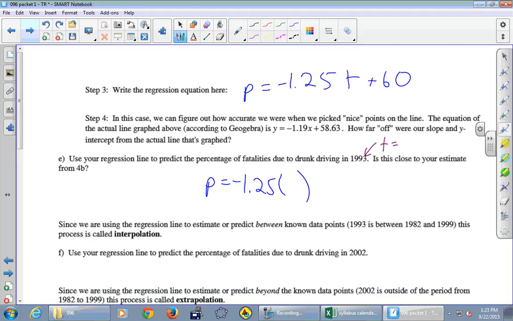I've said it before, but what is the value of T for 1993? 13, again, 1980 is the 0. So all we're doing is plugging 13 right in there for the T and doing this calculation.